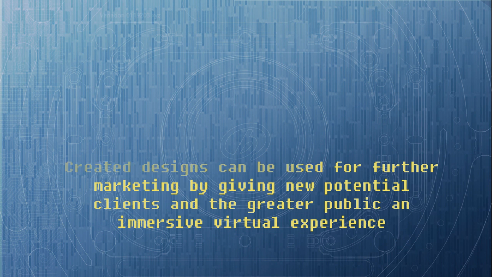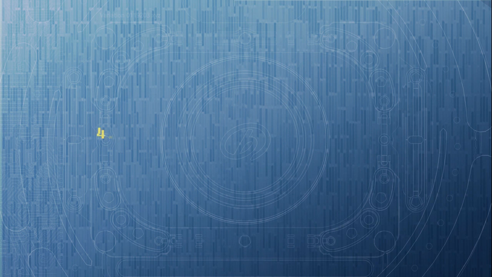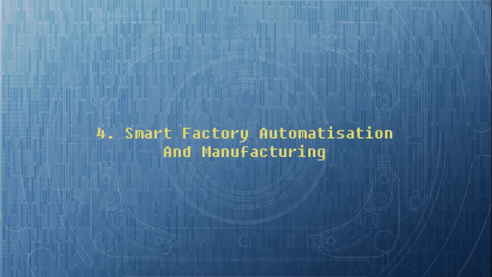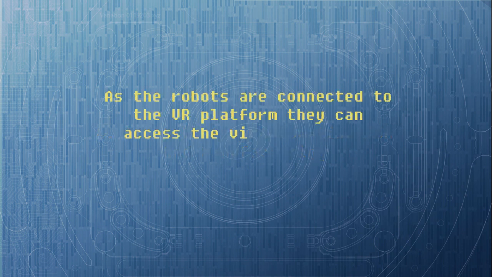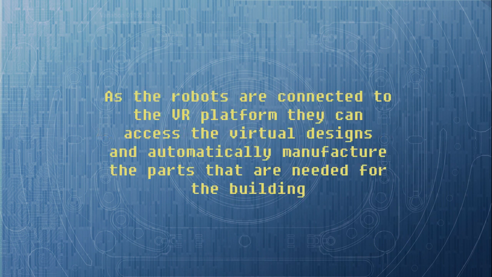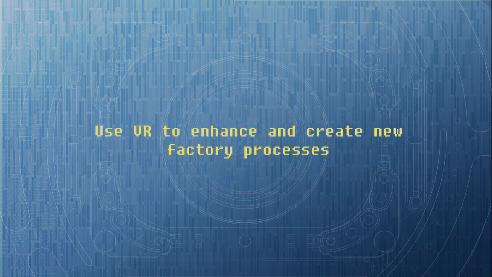virtual experience. When the designs have been approved and payments received, the parts of the buildings need to be manufactured, which brings us to the next component of the system: smart factory automatization and manufacturing. As the robots are connected to the VR platform, they can access the virtual designs and automatically manufacture the parts that are needed for the building. On top of that, we can use VR to enhance and create new factory processes.